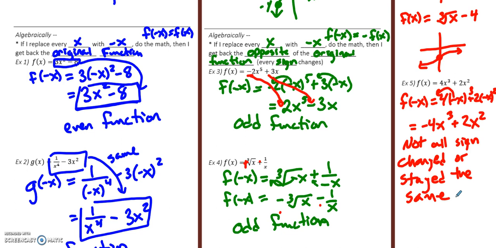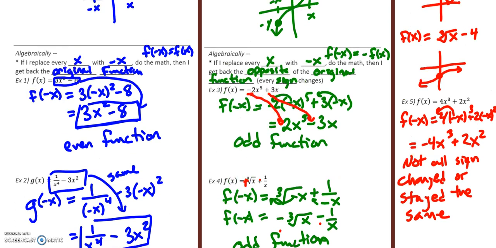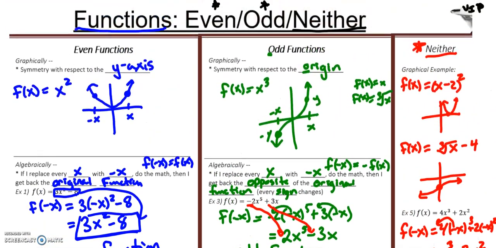So when I'm looking at my different exclusive clubs: for even functions, it's y-axis symmetry, or I get back the original when I put in negative x. For the odd functions, it's origin symmetry, or I get back the opposite whenever I plug in negative x. And then neither is just everybody else, which is the category that most things would end up falling into.